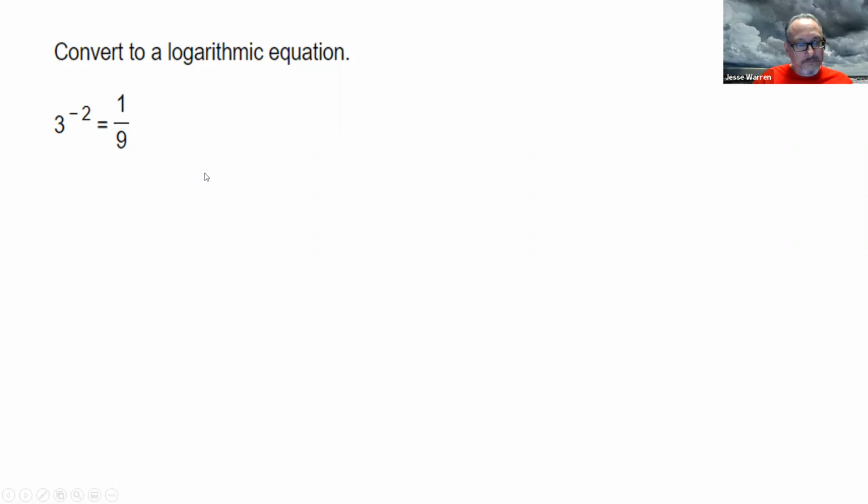So here's the question. Convert to a logarithmic equation, and they are giving you 3 raised to the power of negative 2, and they're saying that's equal to 1/9. So what we have here is exponential form. You'll notice you don't see the word log, you don't see the symbol ln, the abbreviation for natural logarithm. So this is not a logarithmic equation, this is an exponential equation. So if it's an exponential equation, then we definitely want to try to convert that into a logarithmic equation.